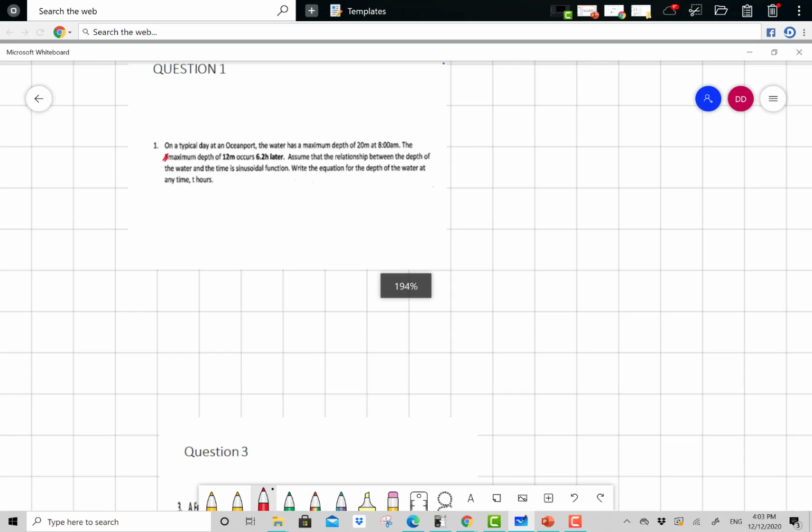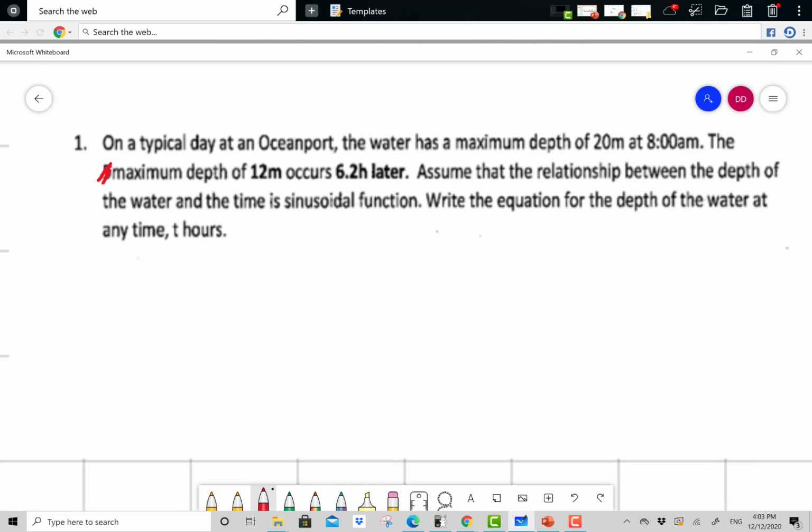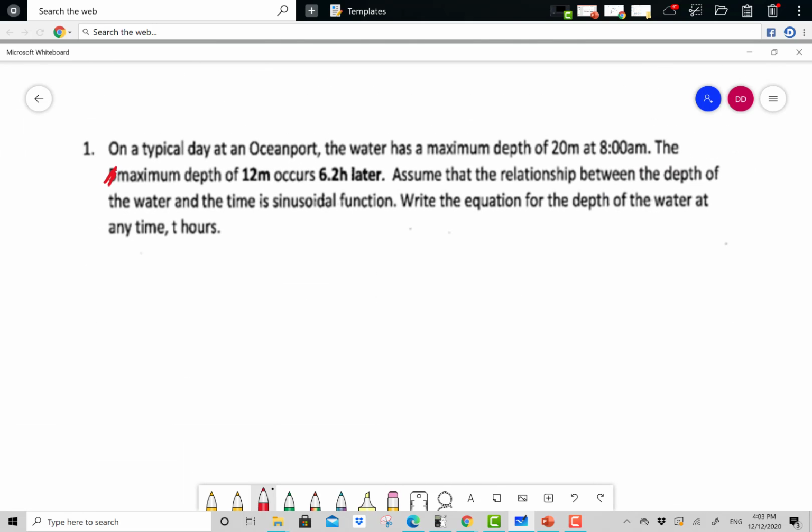So the first problem right here, if I can zoom up a bit: on a typical day at an ocean port, the water has a maximum depth of 20 meters at 8 a.m. The maximum depth of 20 meters occurs 6.2 hours later. Assume that the relationship between the depth of the water and the time is sinusoidal. Write the equation for the depth of the water at any time t for t hours.